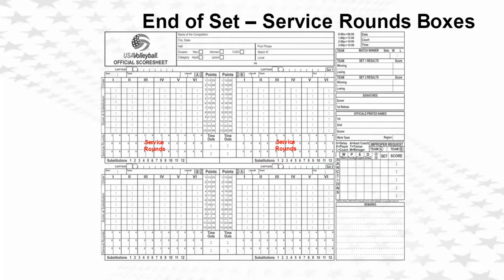The set is over when a team reaches 25 points and leads by at least 2 points. At the conclusion of the set, there are a few things you do to make sure that all information is recorded properly. Let's take a look at what you do in the service rounds box at the end of the set.